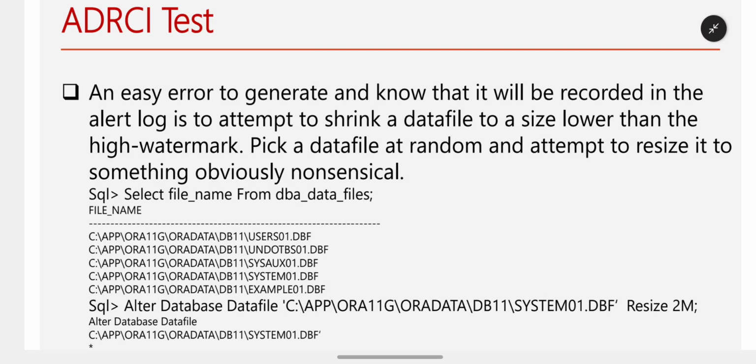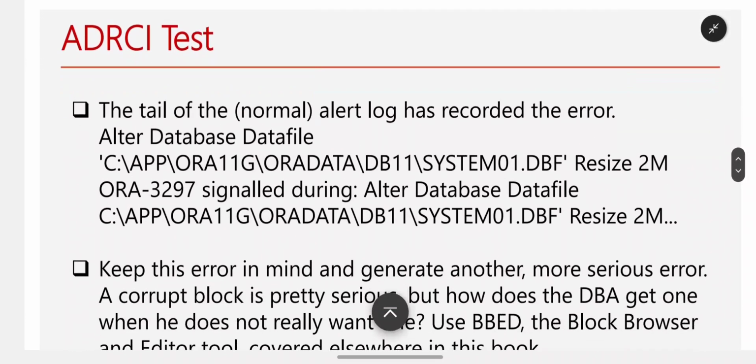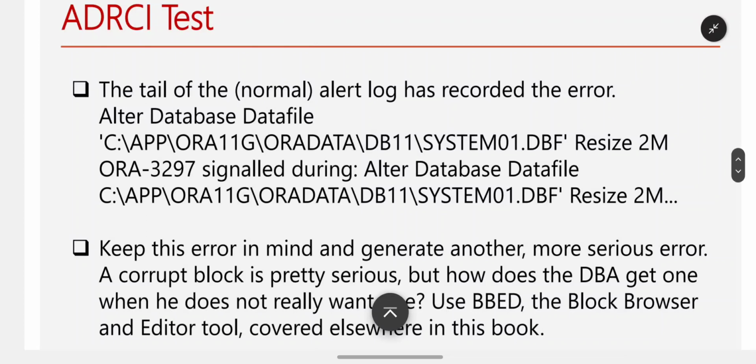Pick a data file at random and attempt to resize it to something obviously nonsensical. An example is in front of you. You can see select file_name from DBA_DATA_FILES. It will show you all the data files. Then you can choose any and run the alter database datafile resize command. It will give you error ORA-03297. The tail of the normal alert log has recorded the error.